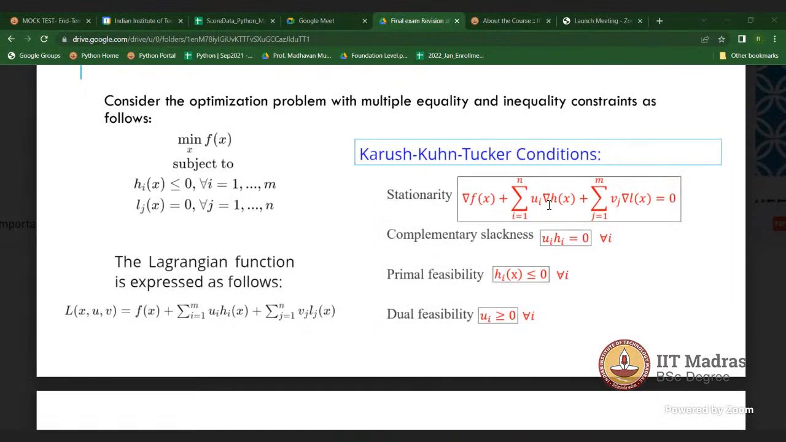But if you have many inequality constraints, then we have the sum of ui times the gradient of h of x, plus the sum of vj times the gradient of l of x.